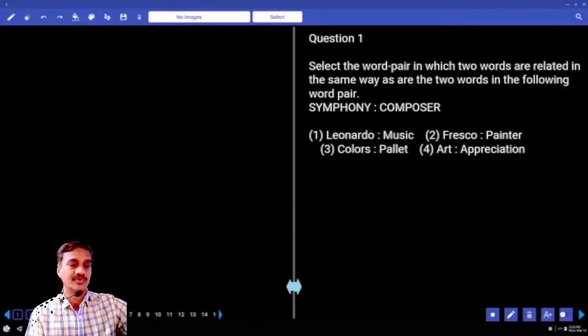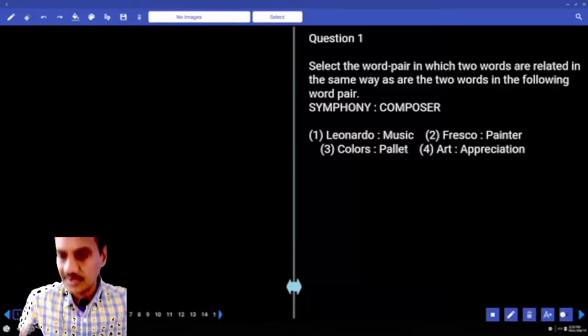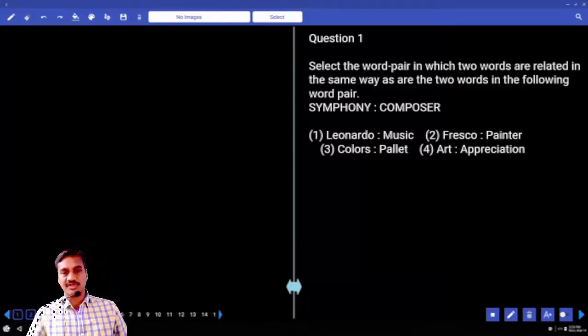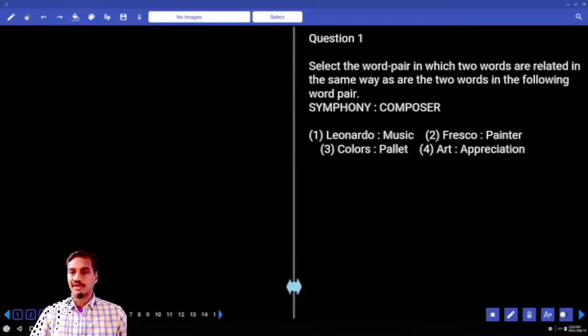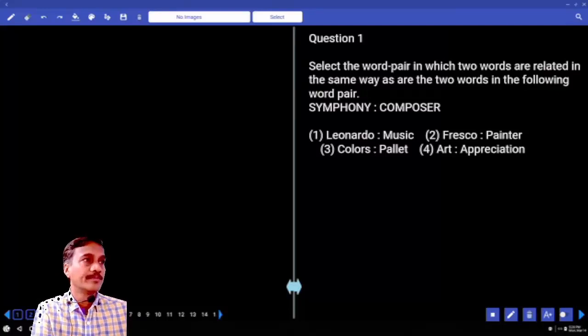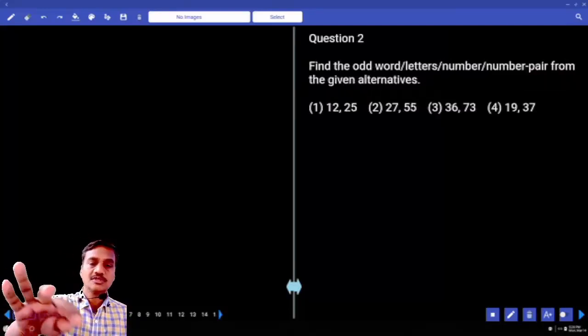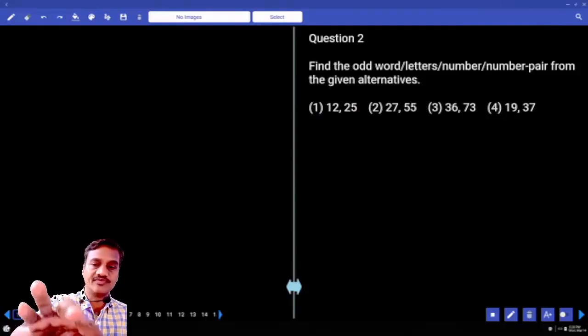Now in this question number 1. Yes, what is your answer here in question number 1? No, composer and symphony. And in the same way, now this fresco is to painter. Then coming to question number 2, 12 and 25.